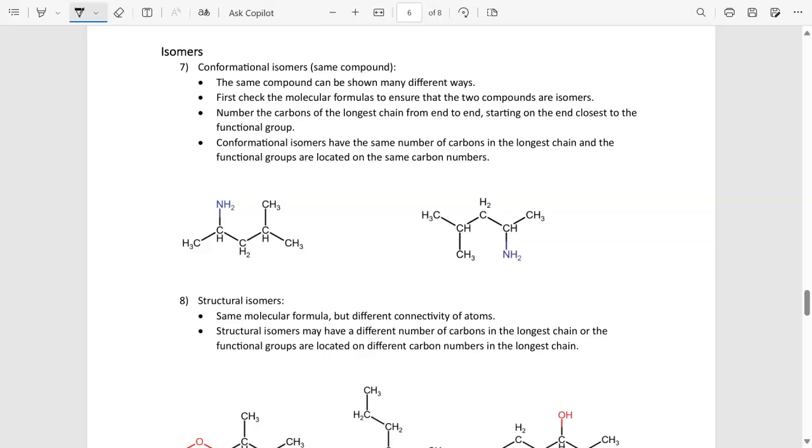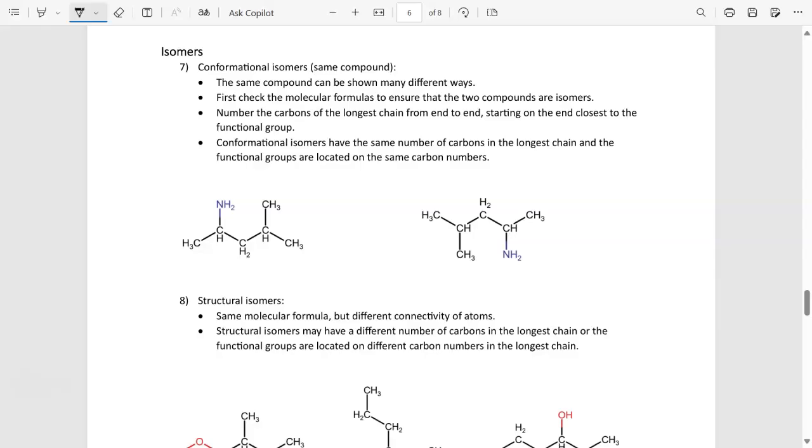Welcome back. In this video series, we're going to talk about isomers. So, in the first section, we're going to look at two different types of isomers. You've got conformational and structural. Conformational isomers are technically the same compound. We can have the same compound shown in many different ways.